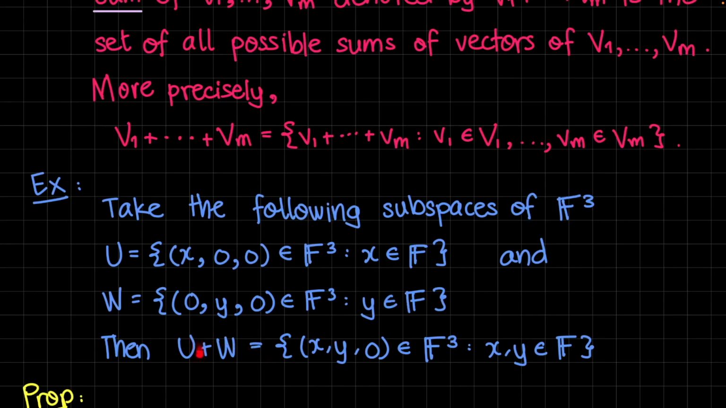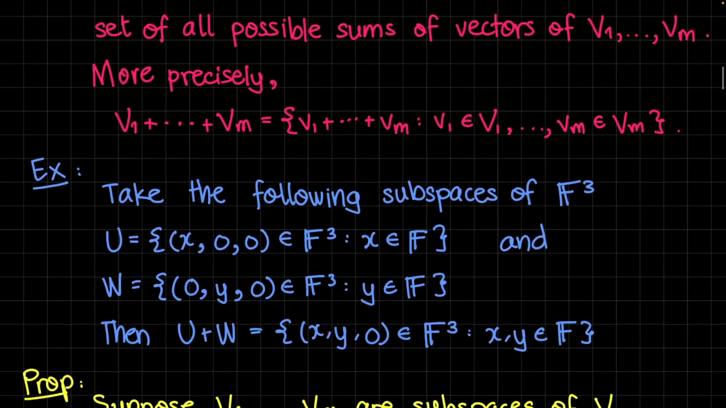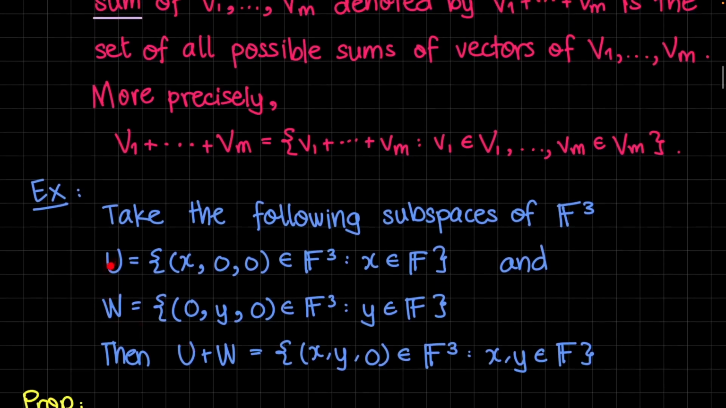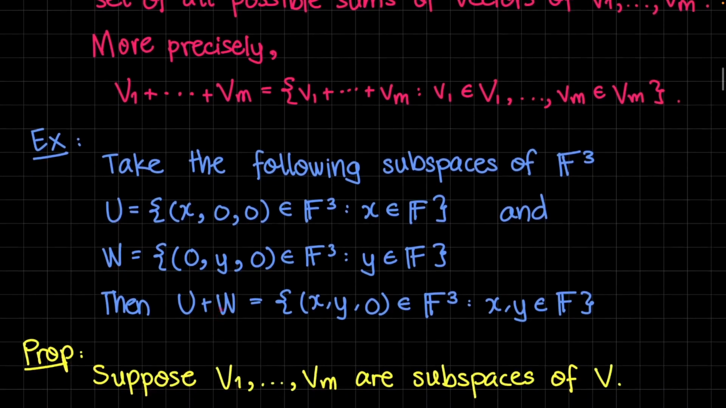Then U plus W, using this definition, is just the tuple (x, y, 0), which again belongs to F3, such that x and y both belong to the field. So this is the two-dimensional plane, the xy plane, if you will. That's an example of a vector space sum. We're summing the subspace U and subspace W to get U plus W.